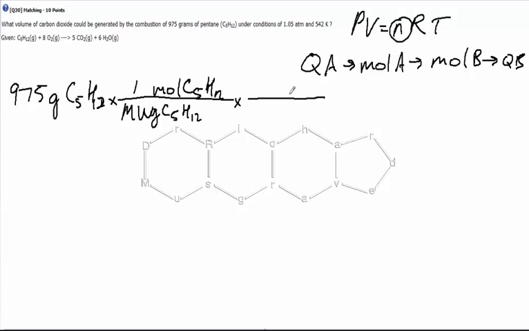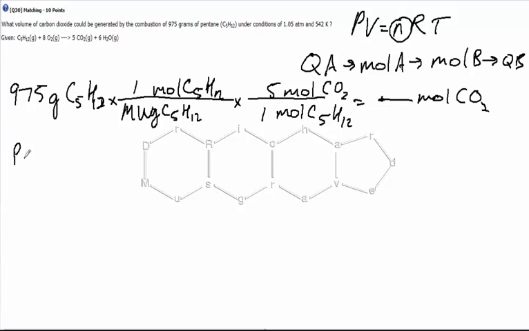And then we can figure out the moles of CO2, because moles of C5H12 will go on the bottom and moles of CO2 will go on top. The relationship between these we get from the reaction. We see 1 mole of C5H12 will give 5 moles of CO2. And so that will give us a certain number of moles of CO2.